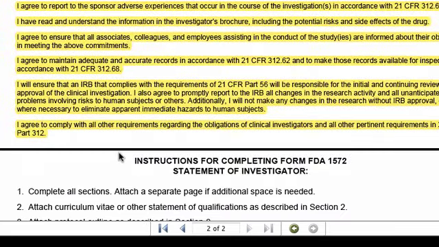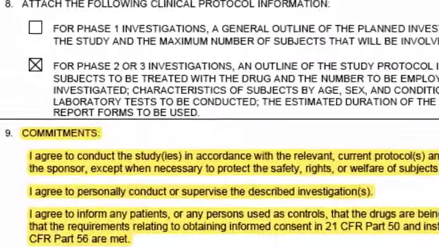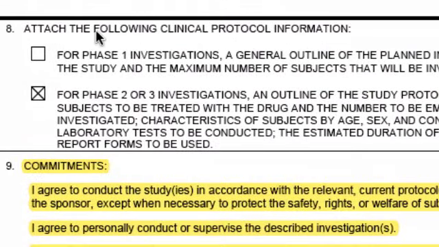On the back side of the form, you'll see where it says attach the following clinical protocol information. If we are submitting for phase 2 and above the CVs, we will be checking this box. The first box is only used for phase 1 studies.